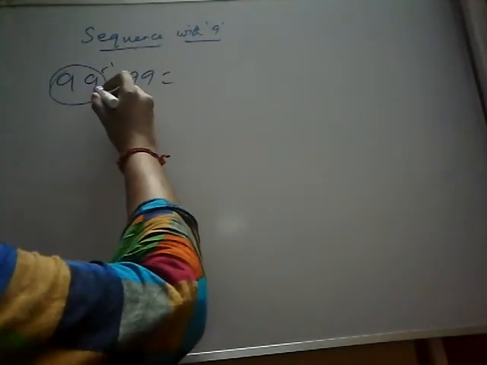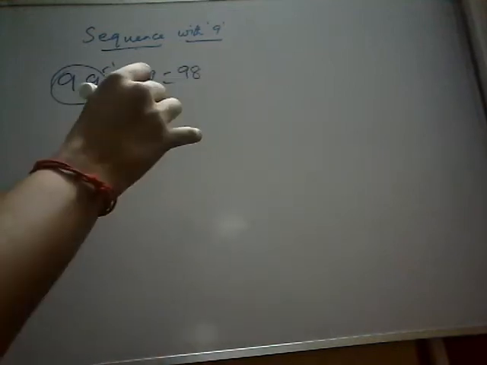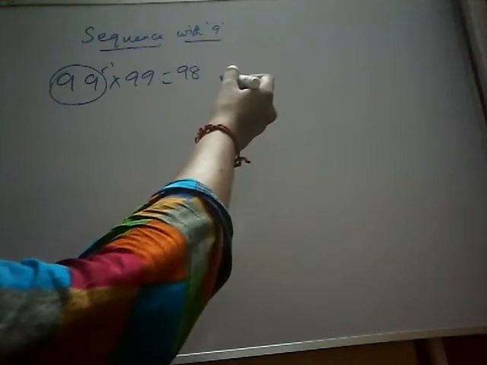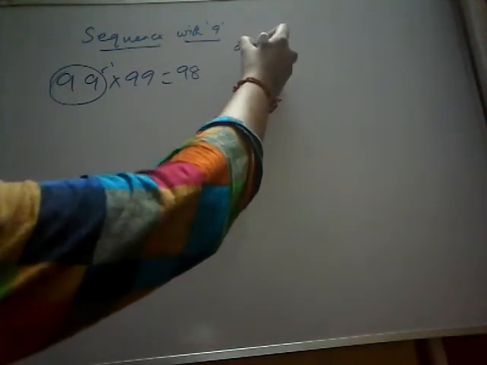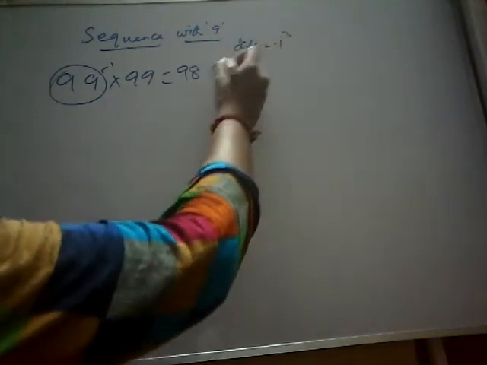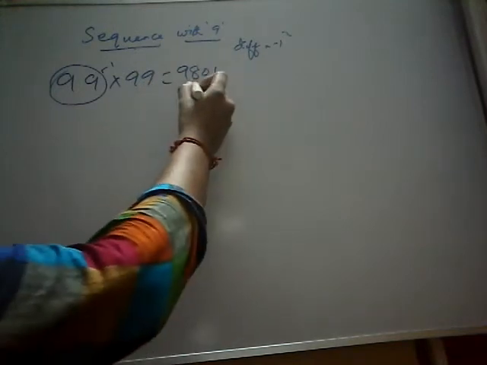Do it. 99 minus 1 is what? 98. Okay, 98. Now how much is the difference from its nearest hundred? The difference from the nearest hundred is 1. So you write its square. What is 1 squared? That is 1. You write that, so that is your answer.